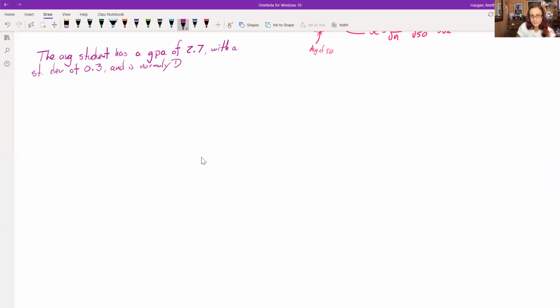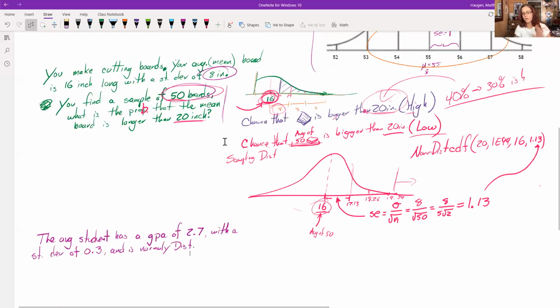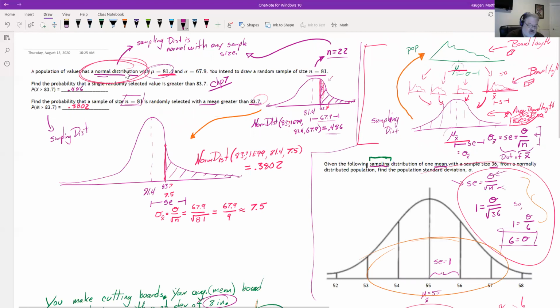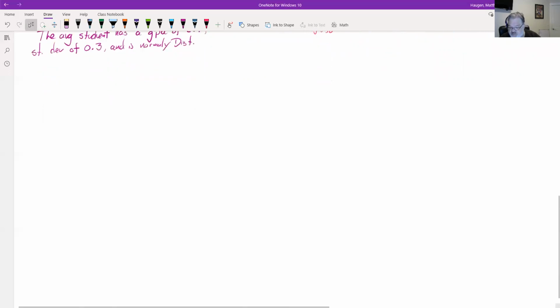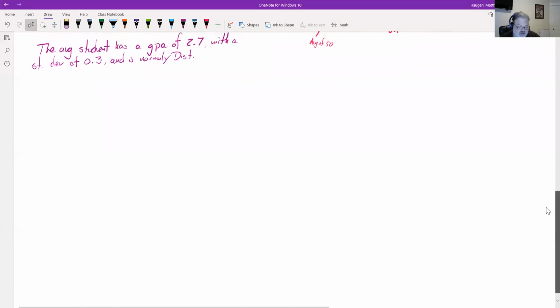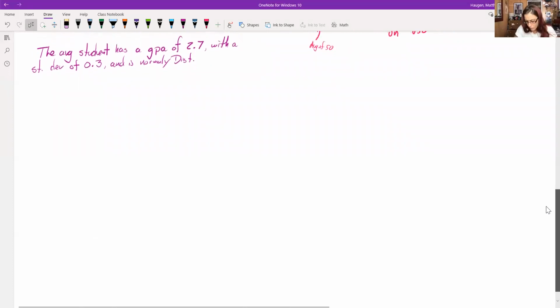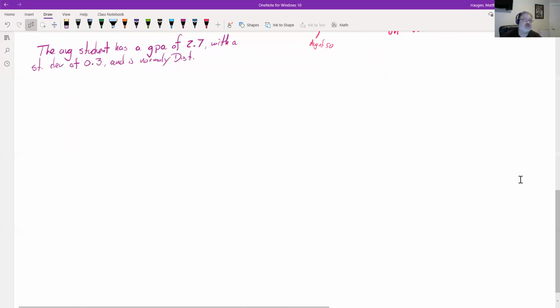If your population is going to be normally distributed, you have to be told that. Like this first question said, this population is normally distributed. And if the population is normally distributed, we get a lot of freedom from that, because then we can not only ask Chapter 7 questions about our population, we also will get a normal sampling distribution with any sample size.